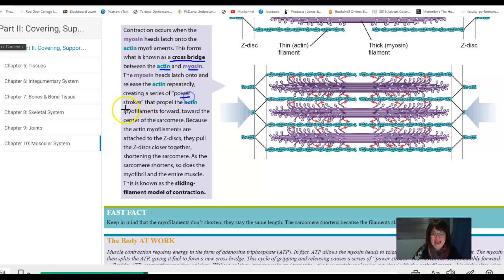Then the myosin head bends in what's called the power stroke, and that will cause the filaments to slide past each other. So the whole sarcomere shortens, but it shortens because of the sliding. The filaments themselves do not shorten, they stay the same. But the sarcomere shortens because the filaments are sliding. And I know it seems like a minuscule little movement, but if you have enough of them, it ends up being quite a big movement.